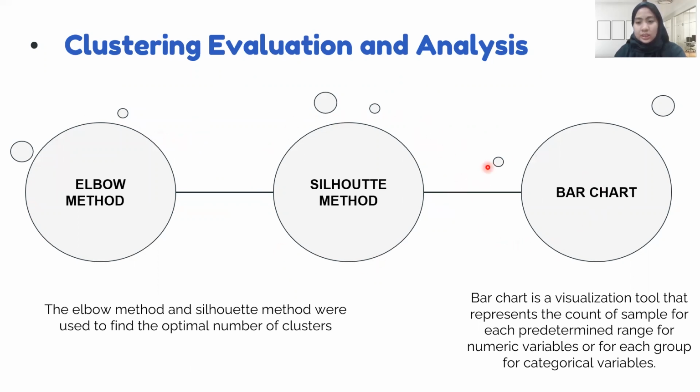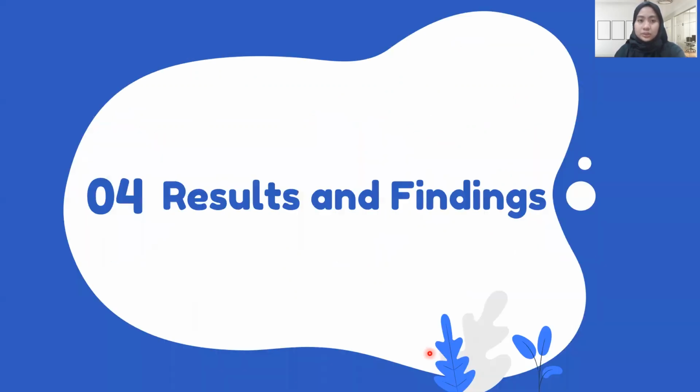Okay, the bar chart is for analysis of the plant species. So a bar chart is a visualization tool that represents the count of samples for each predetermined range for numeric variables, or for each group for categorical variables. Okay, next we go to results and findings.